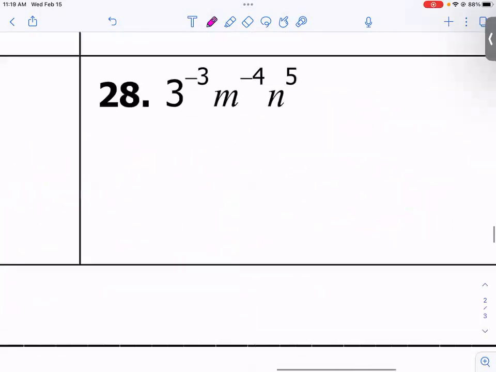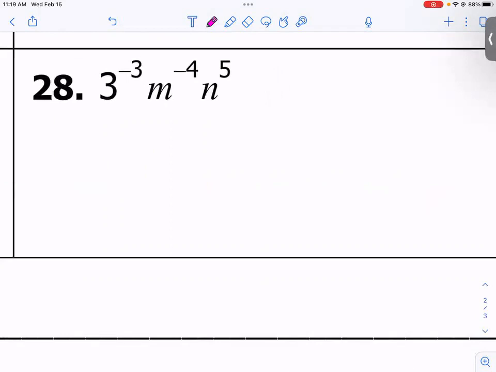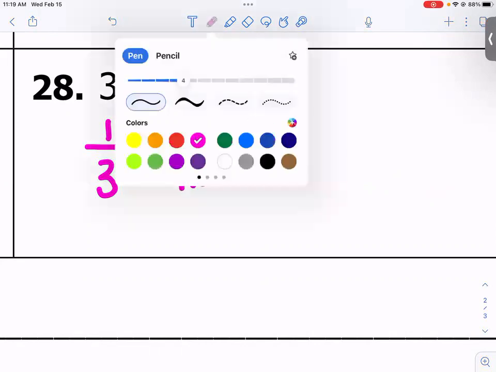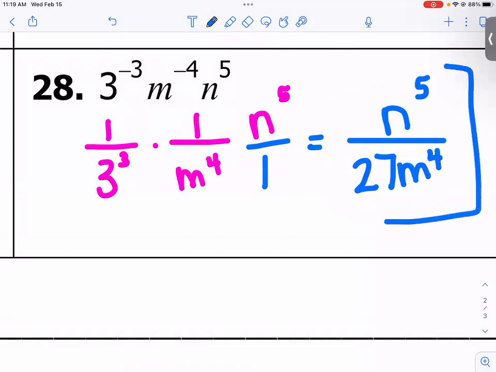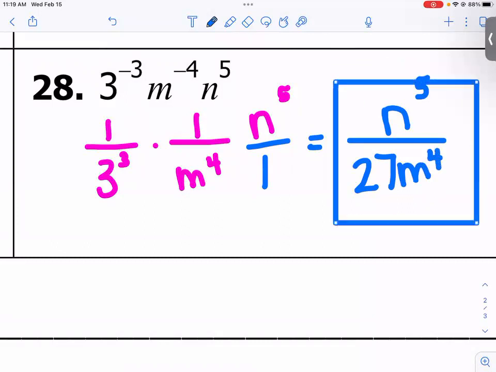Last problem, then I'll get you your homework. Okay. 3 to the negative 3rd, 1 over 3 cubed. M to the negative 4th, 1 over m to the 4th. N to the 5th. Do I rewrite it? No. Okay, it has that implied over 1. So what we have is n to the 5th over 27 m to the 4th. And I would expect you to write 3 cubed as 27.